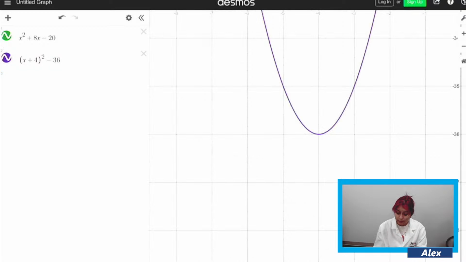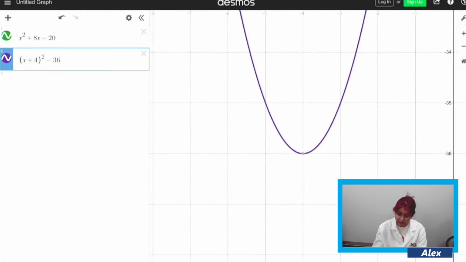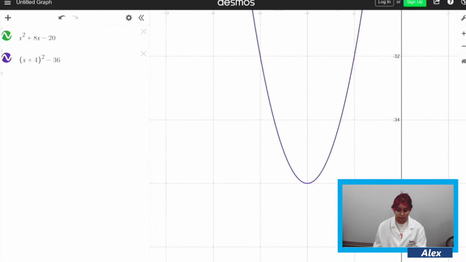So if you plot the vertex, plot a second point, and plot a third point at the mirrored position of the second point, that'll give you the tip of the curve. And from there, you should be able to graph the rest of the parabola.